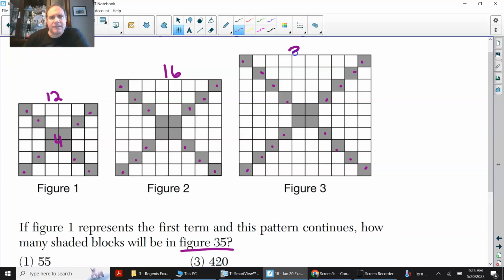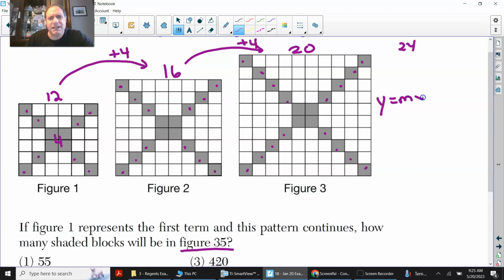So I'm looking at the common difference here, and it is plus 4. And it's also plus 4 here as well. So obviously figure 4 will be 24, figure 5 will be 28, and so on and so forth. I don't want to count all the way up to 35, so I'm going to put together a y equals mx plus b. Since my initial value is 12, I'm going to put 12, because I know that the initial value is 12 and that it's increasing for every figure.